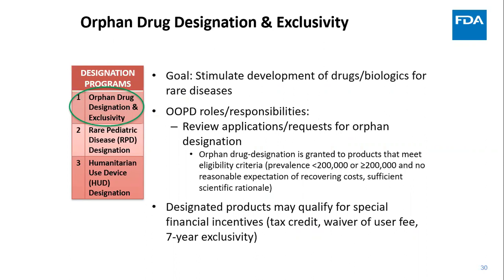Our orphan drug designation program is our largest. We receive over 500 new requests for orphan drug designation each year. These requests are for drugs and biologics intended for rare diseases. We grant orphan drug designation for those requests that meet our eligibility criteria, specifically that the drug is intended for diseases or conditions that are rare, that is, with a prevalence of less than 200,000 persons, and that they have provided adequate rationale for the drug's effectiveness in that disease. The benefits of being an orphan designated drug include qualification for tax credits for clinical research, a waiver of the marketing application fees, and potential orphan exclusivity. Next slide, please.